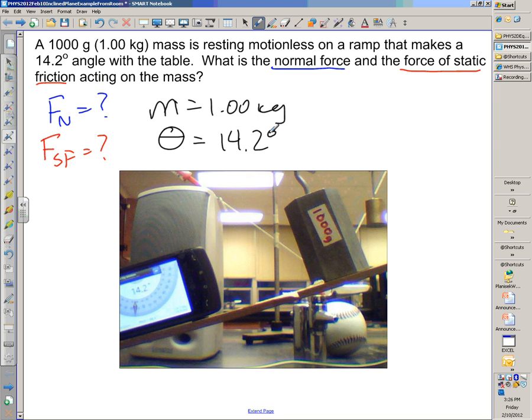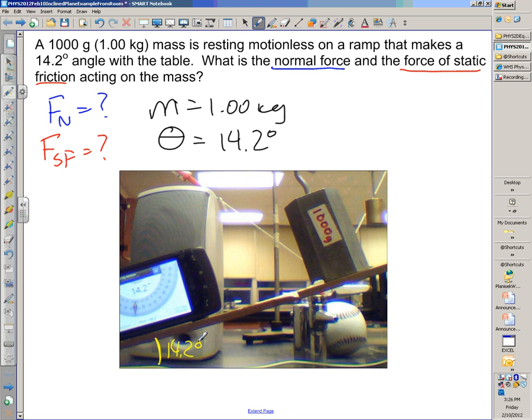Because I'm a nerd, I have a protractor app on my cell phone, and that's the actual angle that the ramp is making with the table. So if we go to our picture, that means that this angle down here is 14.2 degrees.